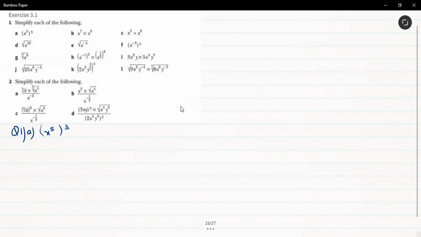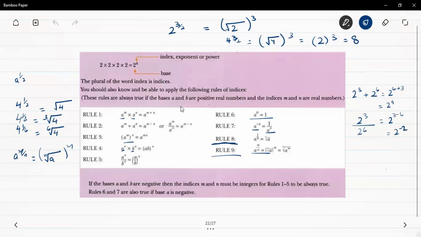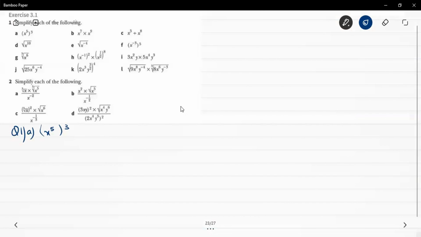So again, if I were to go back and show you, we'll see that what we have got right now is something relating to rule number 3. So if we just follow the same rule again, we'll get x to the power 15. 5 times 3 is 15. And that's it. That's basically it. No big deal.